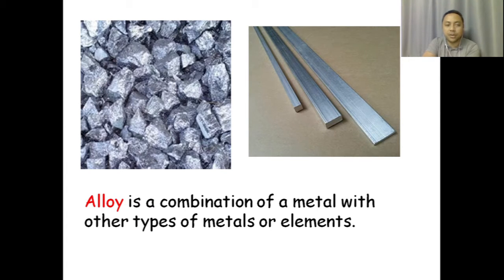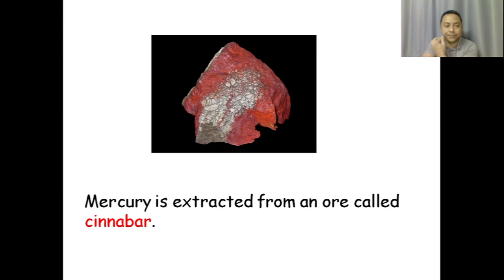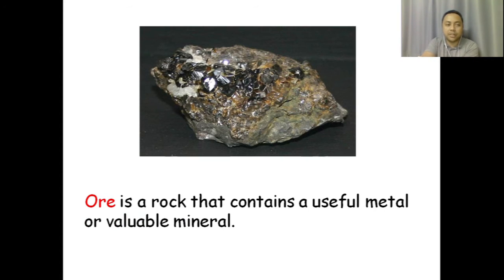Alloy is a combination of a metal with other types of metals or elements. Cementation. Cementation is a process by which dissolved minerals among sediments crystallize and stick the sediments together. Mercury is extracted from an ore called cinnabar. This one here is a cinnabar. This one here is an ore. Ore is a rock that contains a useful metal or valuable mineral.